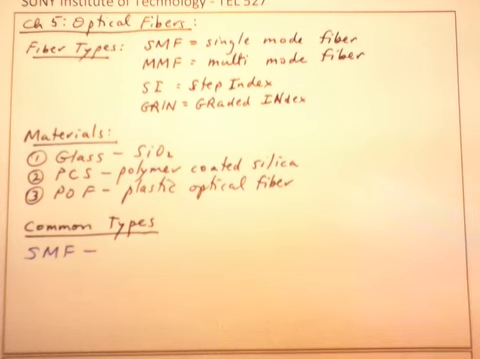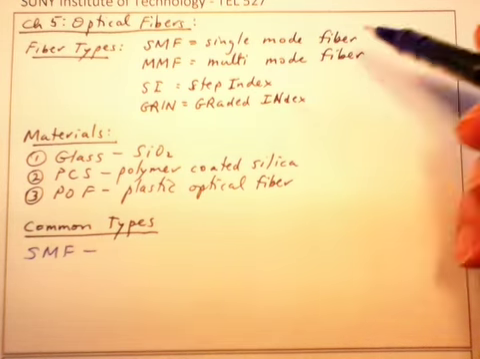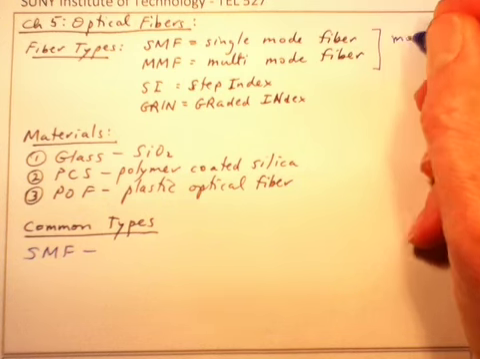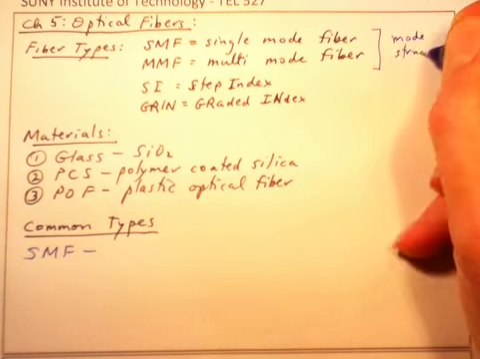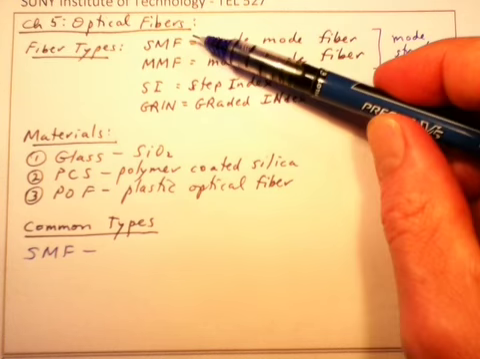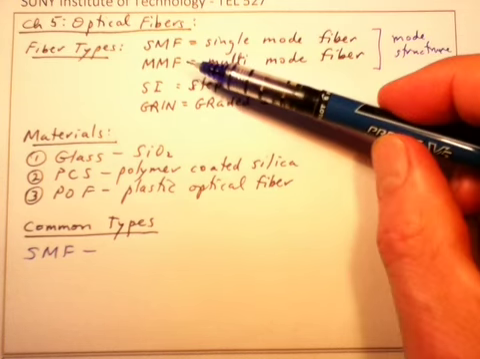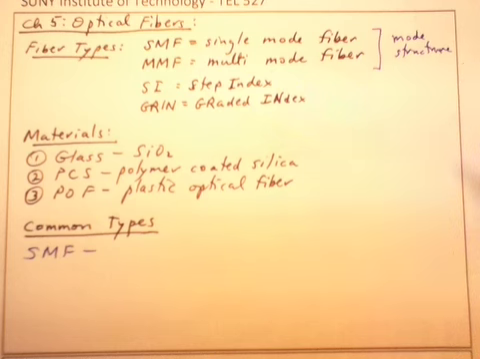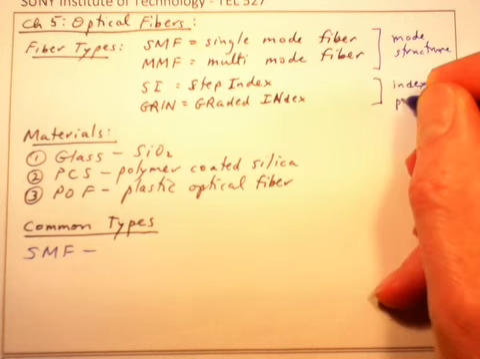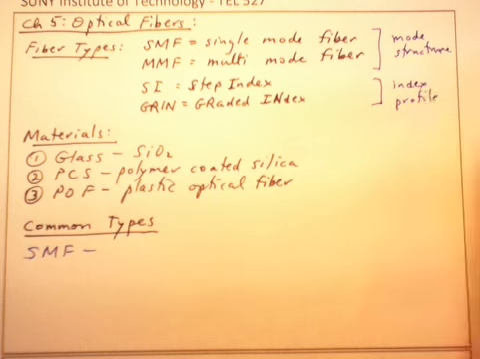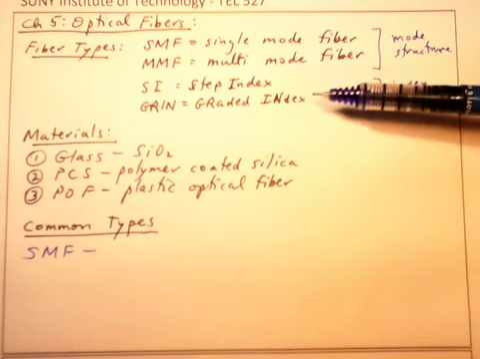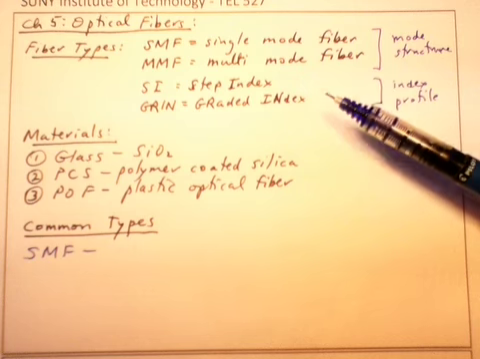We can characterize fibers various different ways. We can characterize them according to mode structure, and we can say we have two main types of fibers, single mode and multimode. We can also characterize them according to their index profiles, and we can generically say we've got step index and graded index fibers.